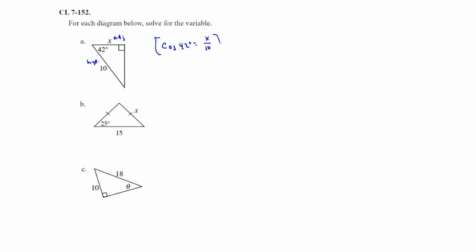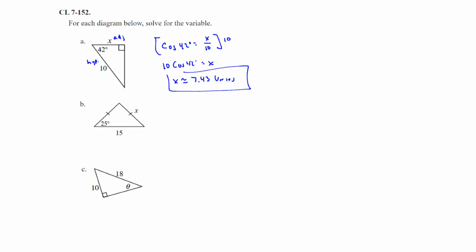And then we can multiply both sides by 10. 10 times cosine of 42 degrees is equal to x. And then you can plug that into your calculator to get an approximate value of 7.43 units. And remember to make sure your calculator is in degrees.